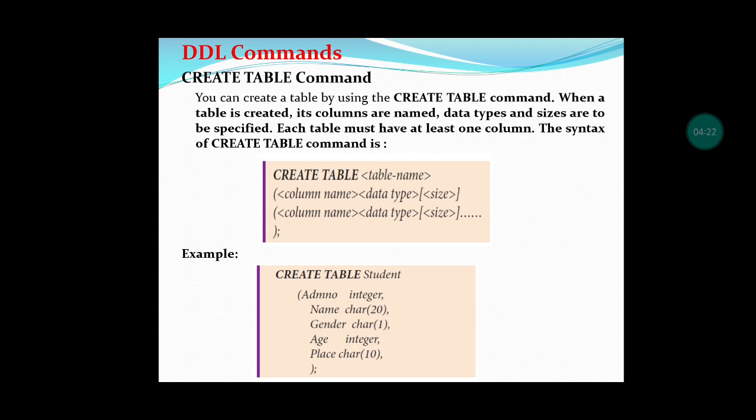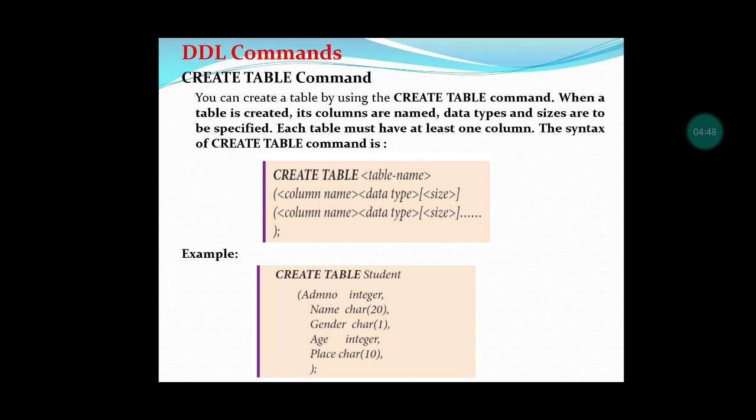Column name, data type, size. More than one column can be given. However many columns you want, you can add. And here is an example for creating the table in a database. Create table student. Student is the table name. And some of the columns we include are admission number, name, gender, age and place.